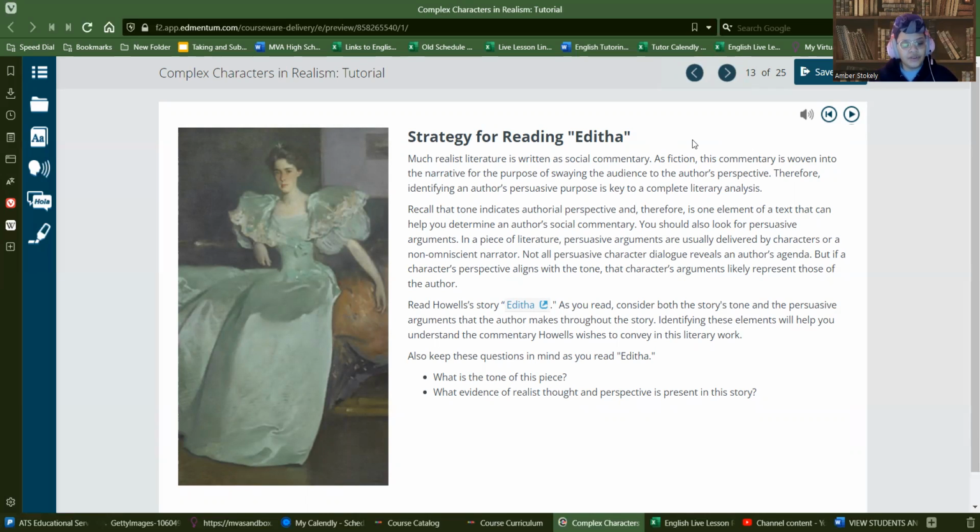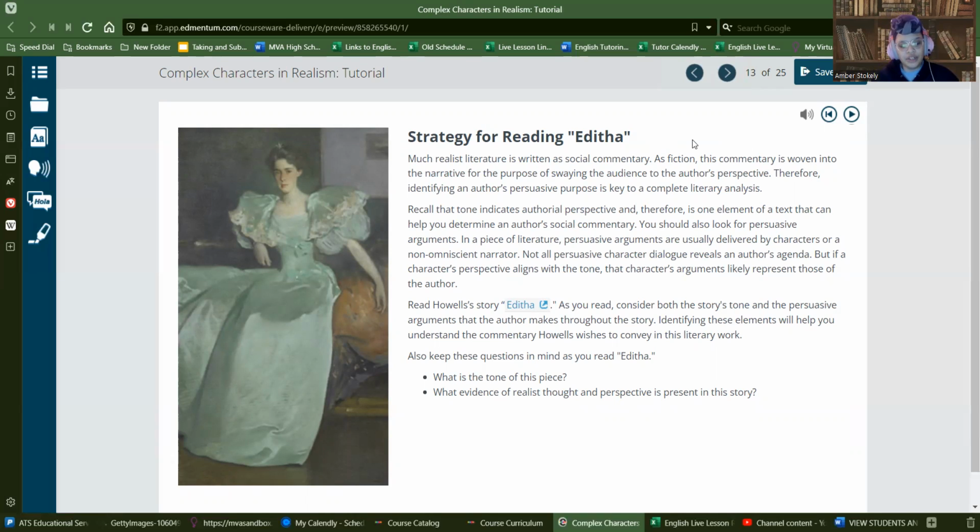So they give you some pointers because identifying an author's persuasive purpose is the key to a literary analysis. So if you don't understand what they're trying to tell you with the story, that's going to make it very difficult for you to understand what the point is.